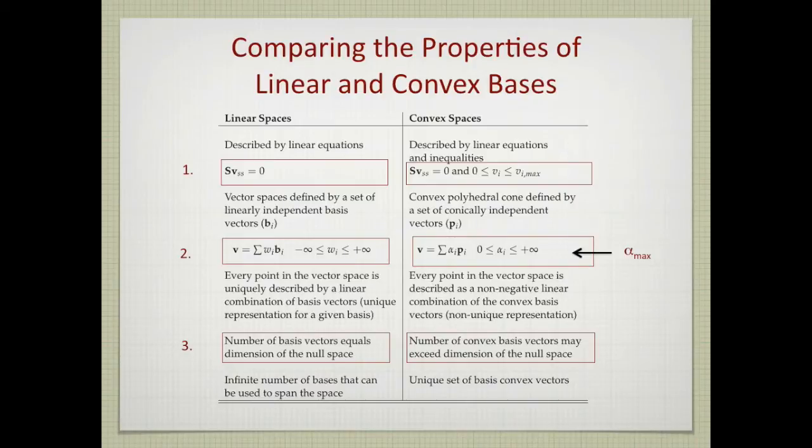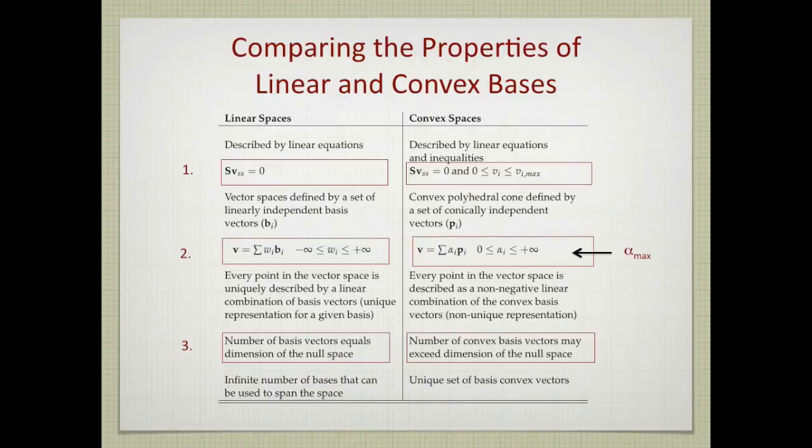The third property highlighted here is also important. For a linear space, the number of basis vectors we pick is equal to the dimensions of the space. In a three-dimensional space, we need 3 basis vectors. In a convex space, to span it, we may need more vectors than the dimensions of the space. And we'll see this in a moment.